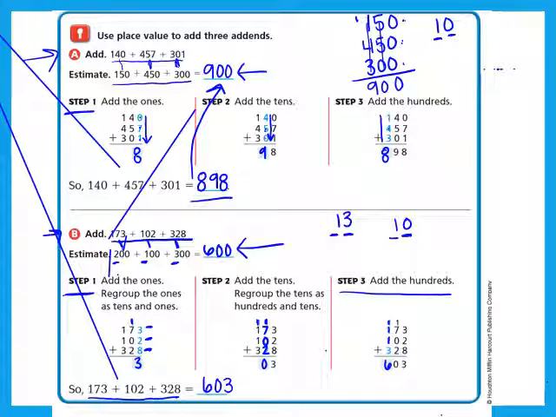I know that is a reasonable answer because it is close to my estimate that I found up here. Remember I had 600 as my estimate? 603 and 600 are very close to each other. So that is a reasonable estimate.